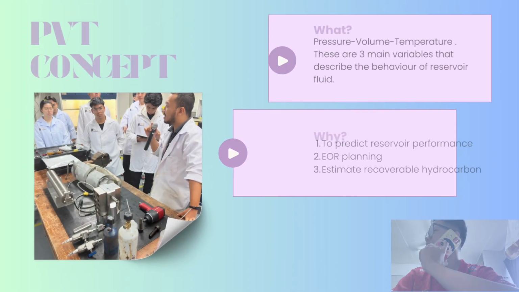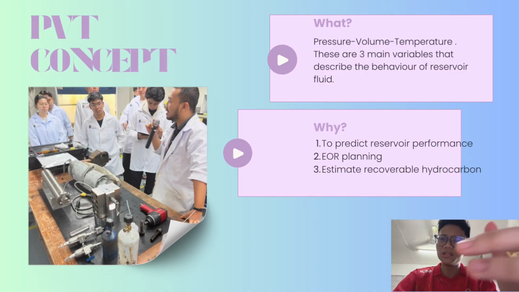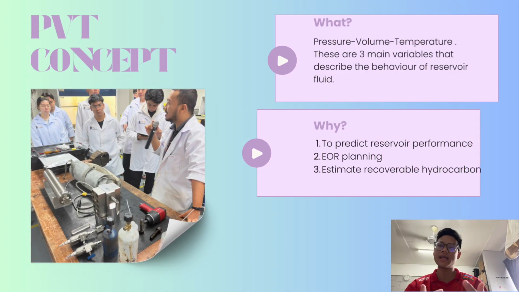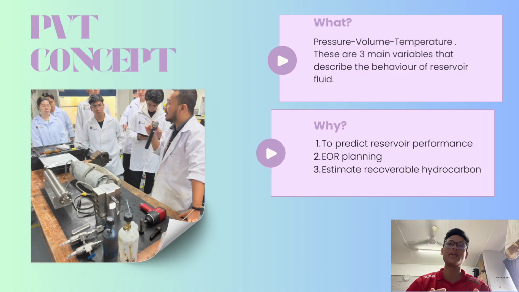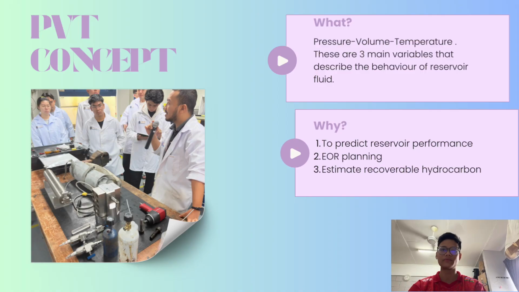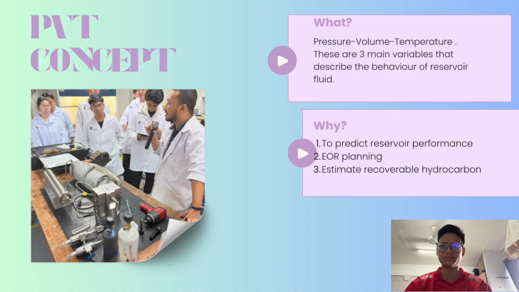PVT concept. P, pressure. V, volume. T, temperature. These are the 3 main variables that describe the behavior of reservoir fluid. So, why is it important?